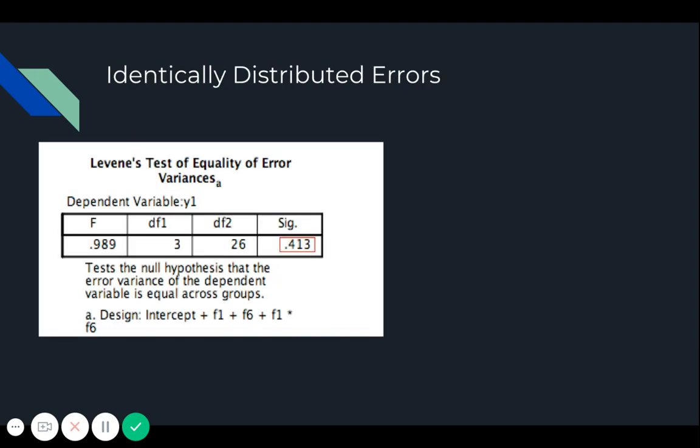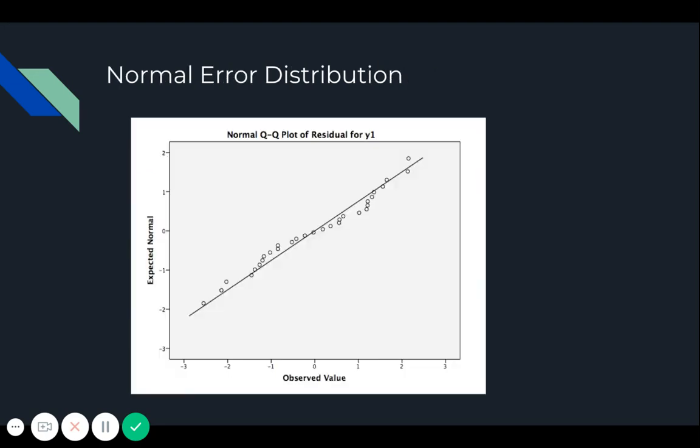So I computed the Levene's test of equal variances to see if I had identically distributed errors. Since there's no significance at 0.413, we can conclude that I do in fact have homogeneity of variance, so this assumption is met. Moving on to normal error distribution, I created a QQ plot to look at the distribution of error. The error terms here look to be normally distributed around the observed values, so this assumption is met.